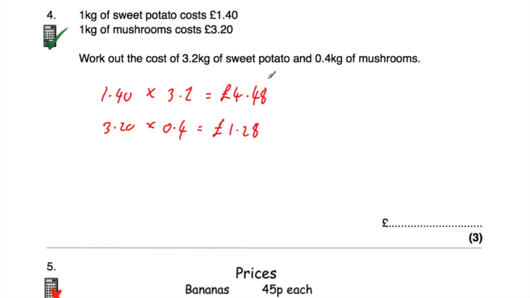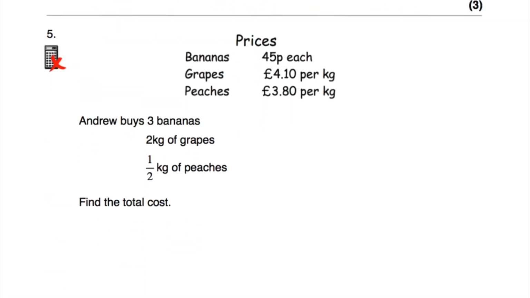Now we want to work out the total cost. We'll add those two prices together. So we'll add the £4.48 plus the £1.28, and that's equal to £5.76. So the total cost of 3.2 kilograms of sweet potato and 0.4 kilograms of mushrooms would be £5.76. Okay, let's have a look at our next question.